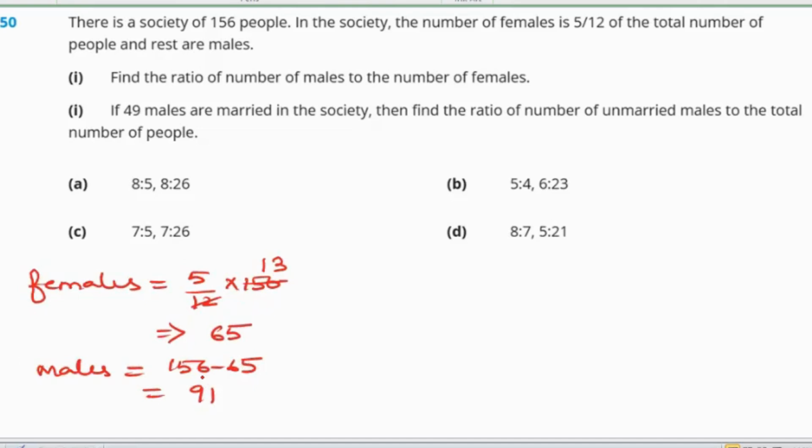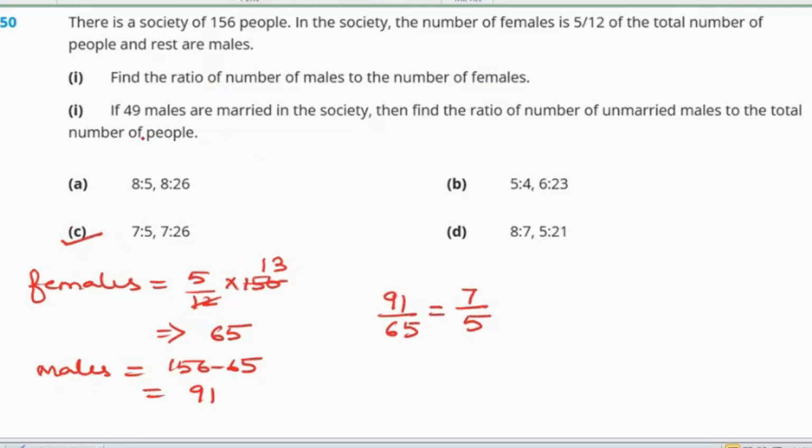Now the question is asking for the ratio of the number of males to the number of females. So that has to be males to females, 91 by 65, which is 7 by 5. Okay, so 7:5 is there in option C.